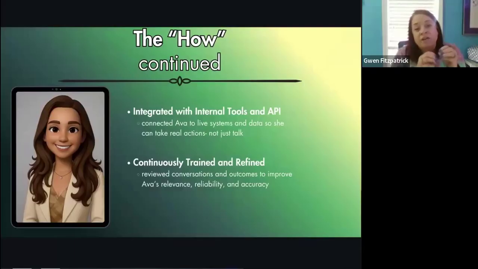I used another tool called StudioD.id, where I created avatars whose mouths actually move, and it looks like the avatar is actually talking. And then, like Amber said, you have to continuously train and refine. So you review the conversations. If there's anything new or something has changed, you just have to update that information, and then you update the link where Ava or your virtual assistant is housed.